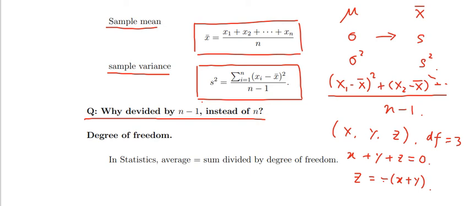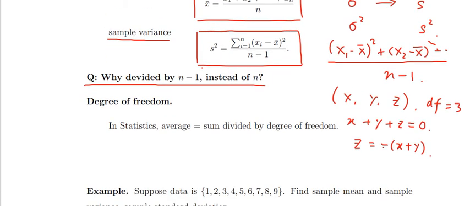So we say x can change freely. X has a degree of freedom 1. Y also can change freely, has a degree of freedom 1. But z, no degree of freedom, no freedom at all. So put them together. In this case, there are three numbers x, y, z. Their degree of freedom becomes 2. Okay.